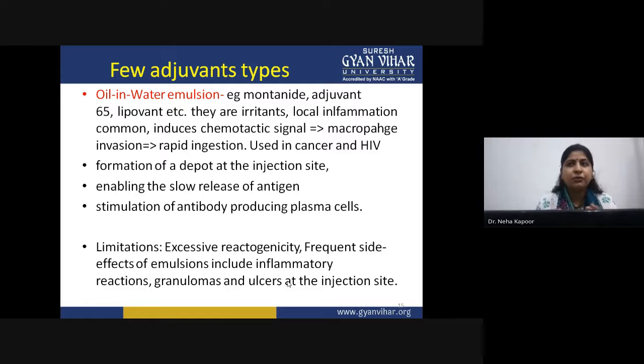In that case, a depot is formed at the injection site. It enables the very slow release of antigen because of the presence of two phases. It can also stimulate the antibody producing plasma cells so that the antibody targeted against a specific antigen can be produced. However, there are certain limitations. For example, excessive reactogenicity, and frequent side effects of emulsions, including inflammatory reactions, granuloma formation, or ulcers at the site of injection.